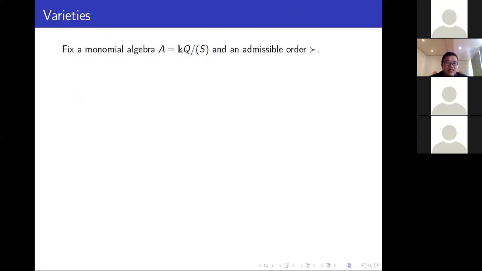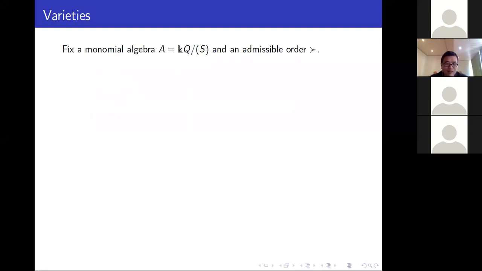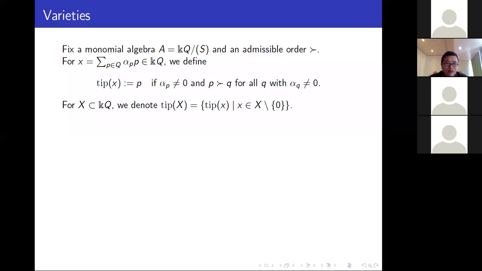Okay, and so now I would like to study the deformations of monomial algebras, but with respect to some fixed admissible order. So for a monomial algebra, I will introduce a variety. This variety was introduced by Green, Hille, Schroll, and I will give the definition later. But before this, let me introduce some notation.